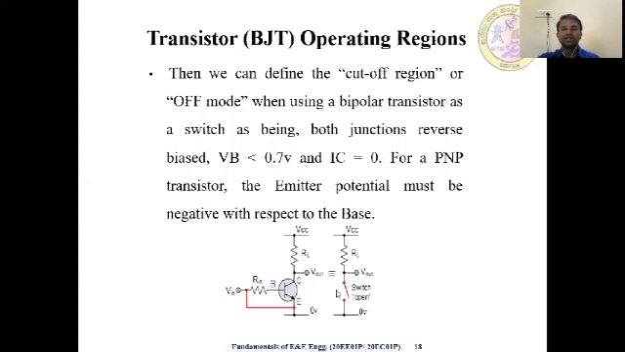Open switch means there is no action, there is no closed cycle happening there. So it is behaving like a completely open switch. So the VCC can be just obtained as it is in the output voltage. So this is how the transistor is in the cutoff mode.